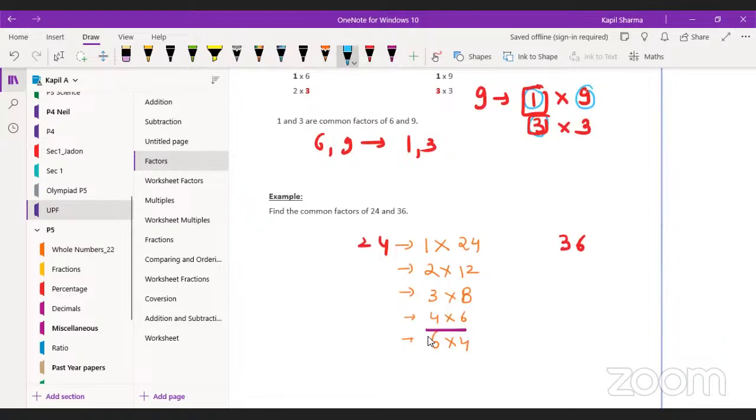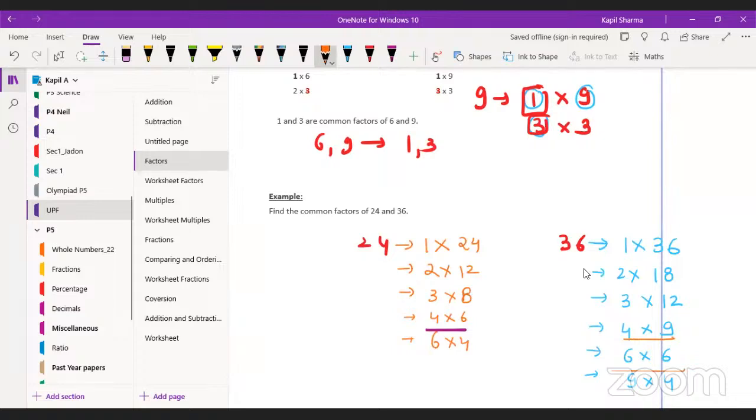Similarly, we'll find all the possible factors of 36. 1 times 36, 2 times 18, 3 times 12, 4 times 9. Yes, then 6 times 6. And finally, we'll again get this 9 times 4. Same pair. We had 4 times 9 here. So we are going to stop here.